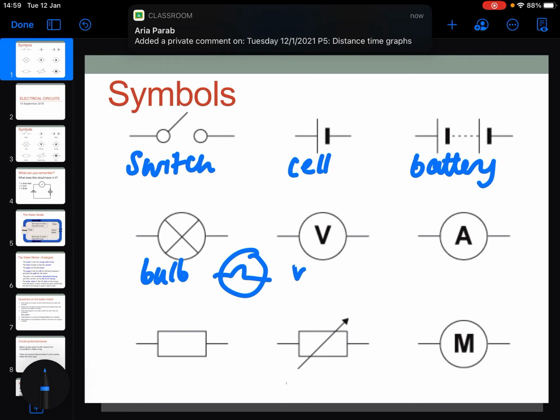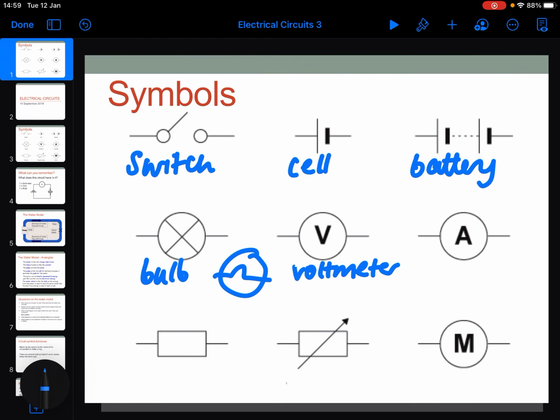Okay, next one is called a voltmeter, and it measures what we were talking about the other day, potential difference. And then we have an ammeter, which measures current. This square box is called a resistor.